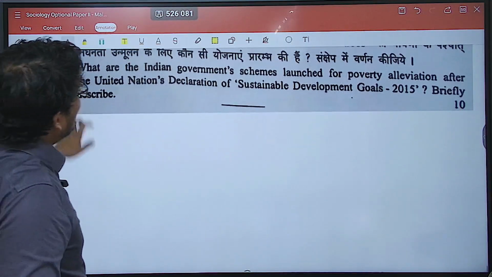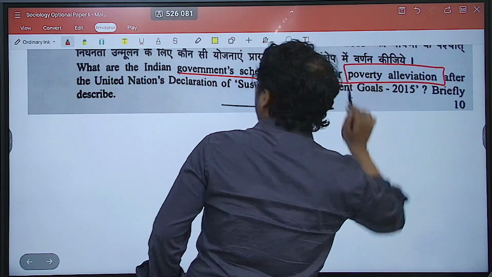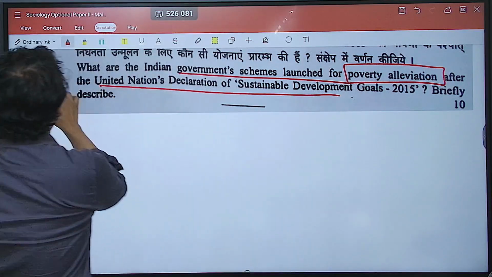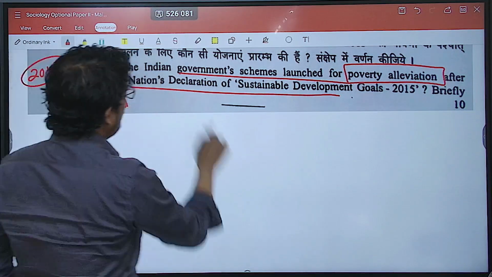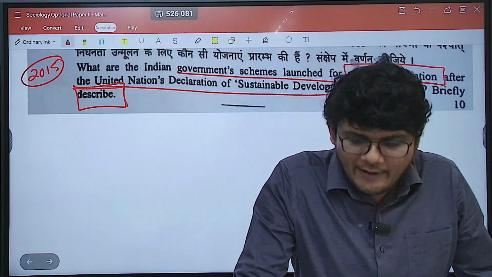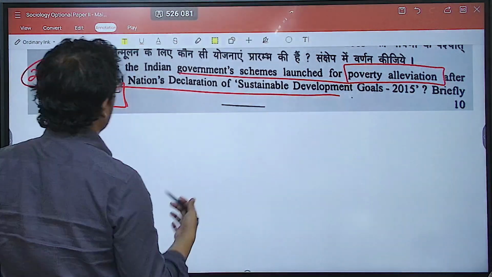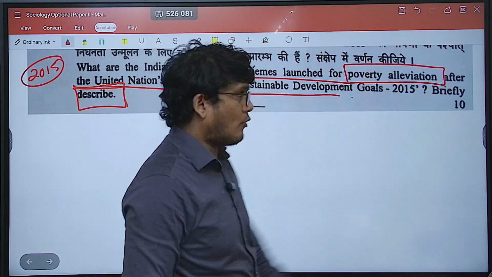What are the Indian government's schemes launched for poverty alleviation after the United Nations Declaration of Sustainable Development Goals, that is 2015? So they have simply asked for the schemes and asked you to briefly describe those schemes. Again, a very straightforward question. So we will talk about the major schemes that are there, the schemes launched for poverty alleviation. All right, I hope that's clear.